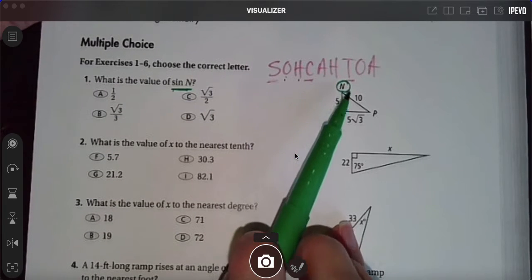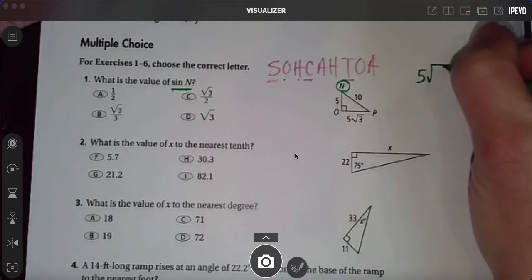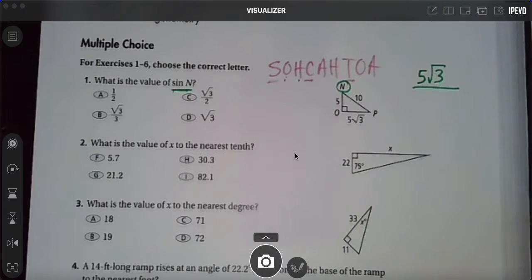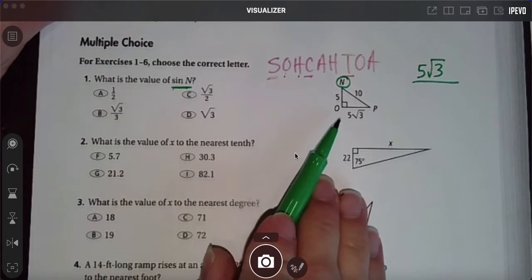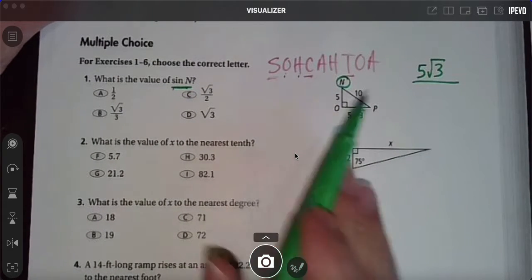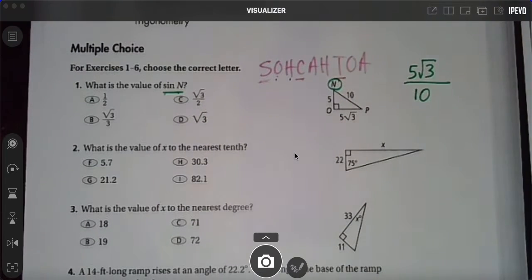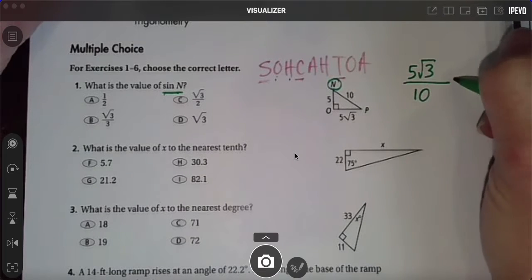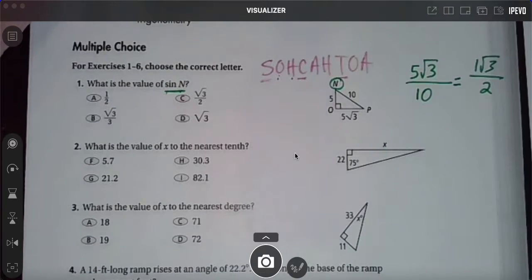What's opposite of n? 5 square root of 3, so I'm going to write that down. Over the hypotenuse. The hypotenuse is always across from the right angle. What's across from my right angle? 10. That's the longest side. Now, something happens though. You'll notice there's not a 5 square root of 3 over 10 as an answer. What happens with the 5 and the 10? They reduce to 1/2. So you could write the 1, but I normally don't.